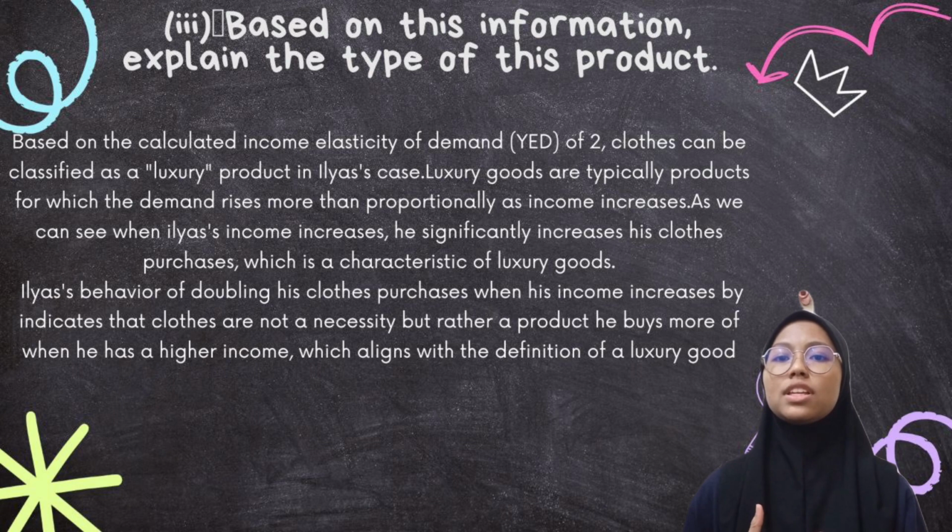As we can see, when Ilya's income increases, he significantly increases his clothes purchase, which is a characteristic of luxury goods. Ilya's behavior of doubling his clothes purchases when his income increases indicates that clothes are not a necessity but rather a product he buys more of when he has a high income, which aligns with the definition of luxury goods.